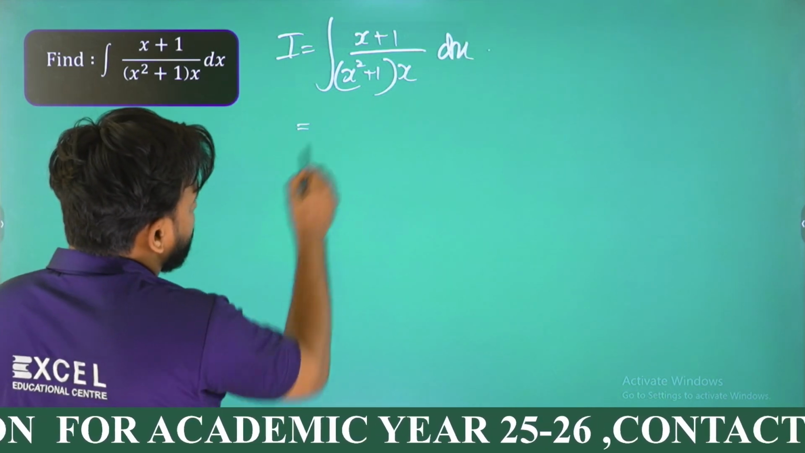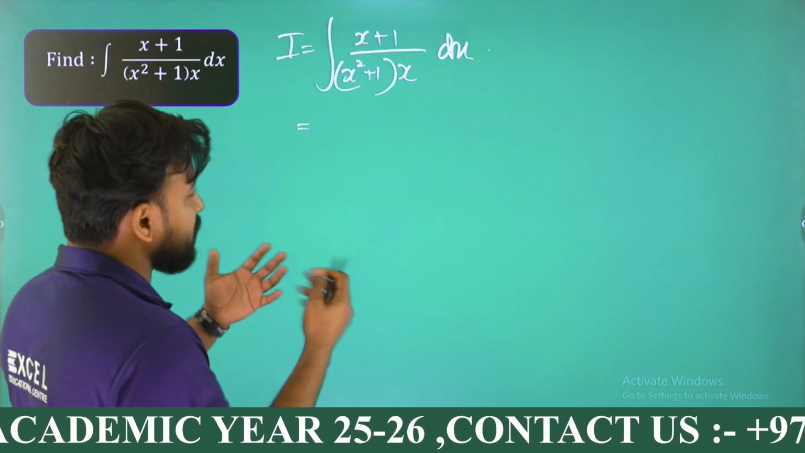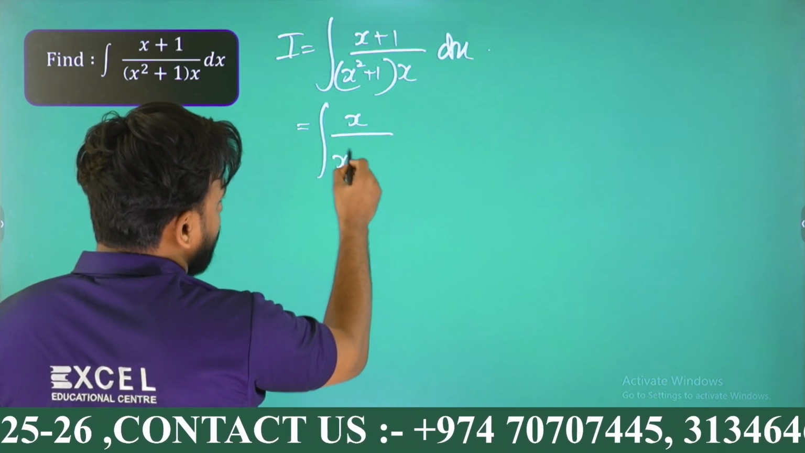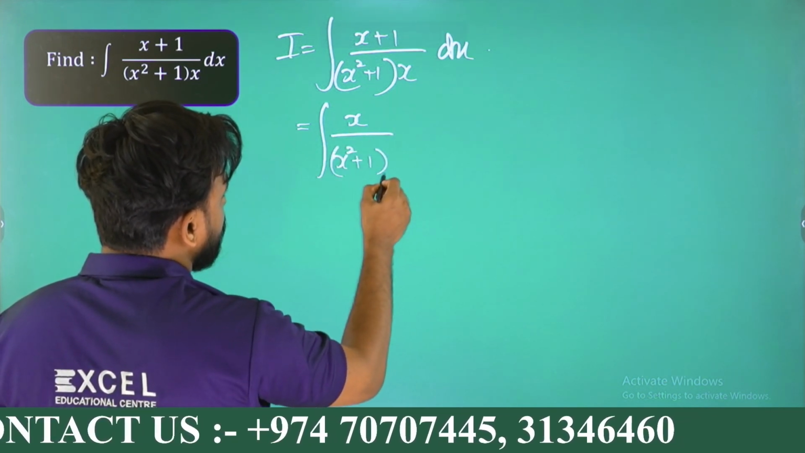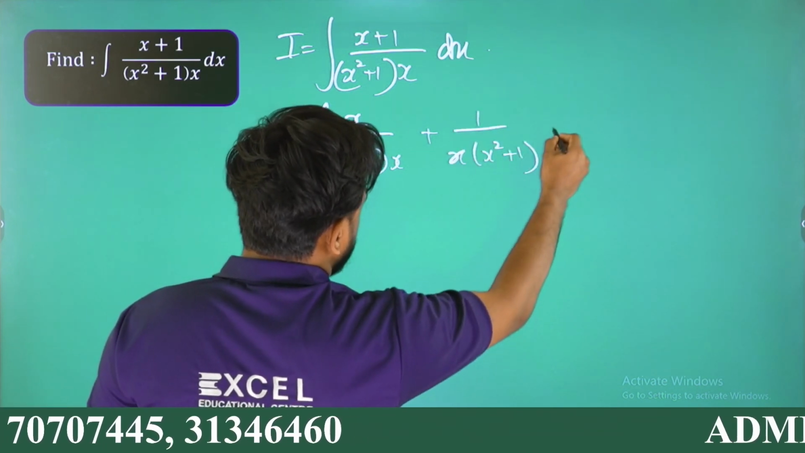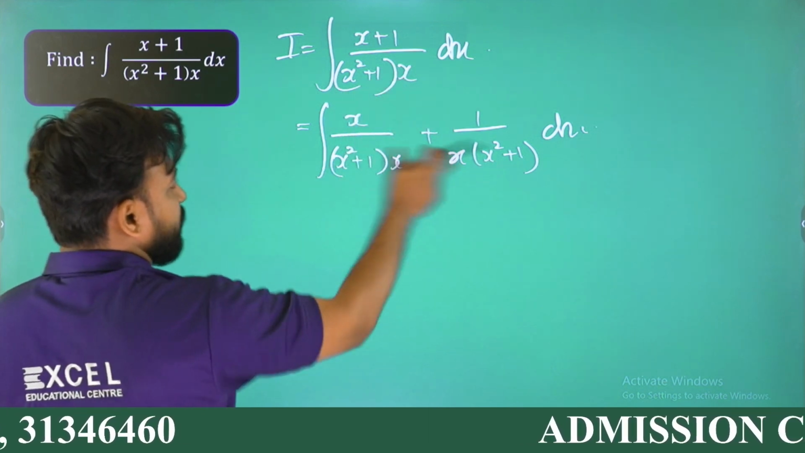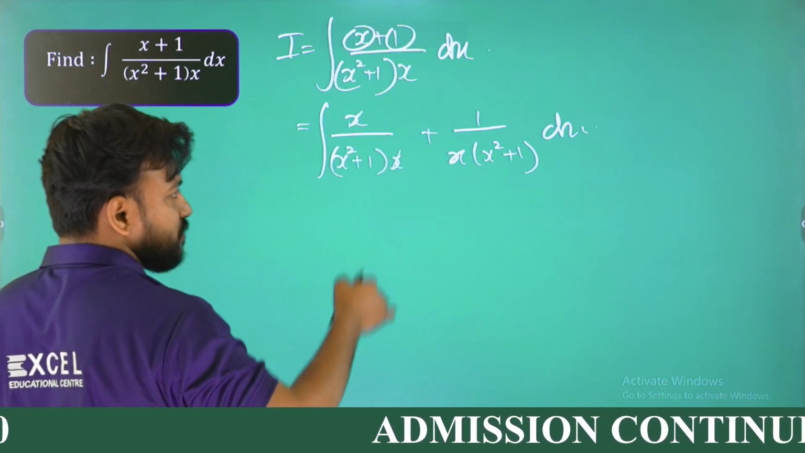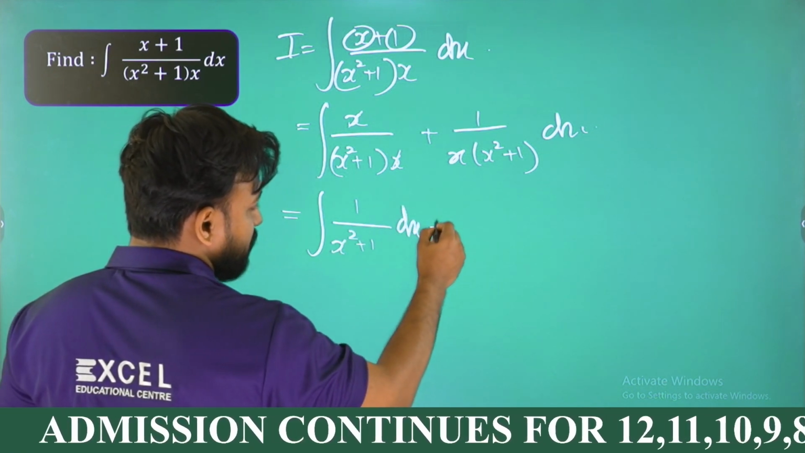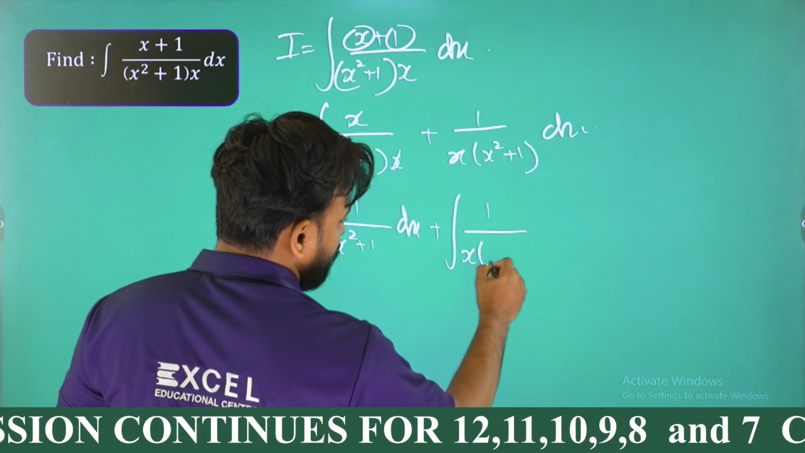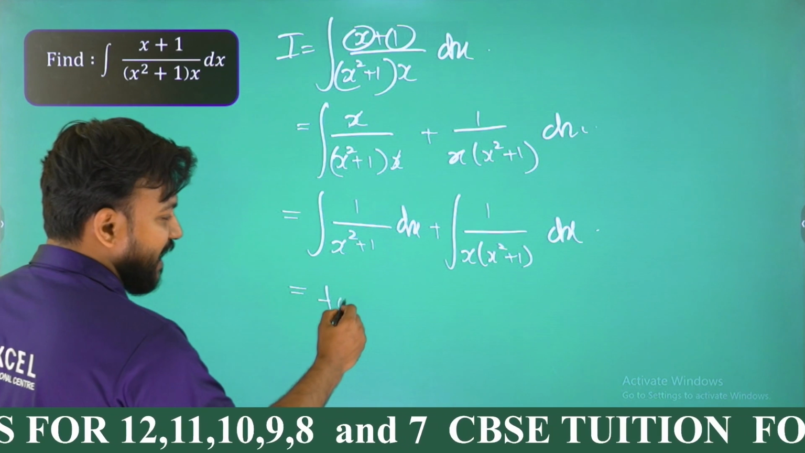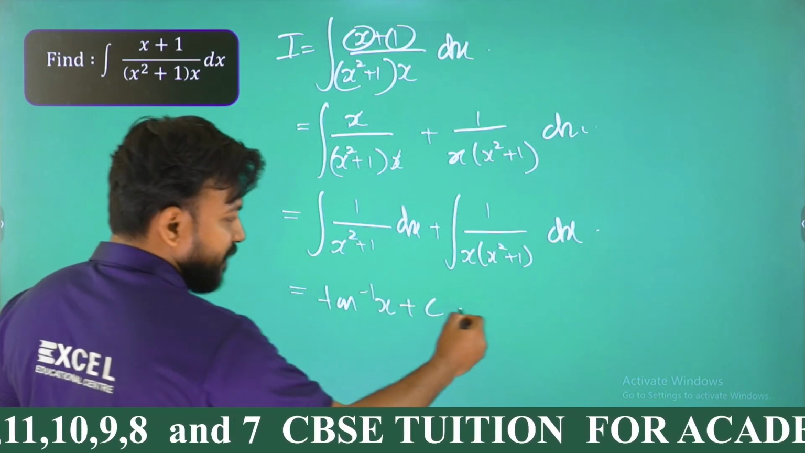Listen, this is also a partial fraction question, but before that we have to do some alterations. I split the denominator for both of them. I'll write x by x square plus 1 into x, plus 1 by x into x square plus 1, dx. I split the denominator for both the x and 1 and I can cancel these two. So what I'll get? Integral of 1 by x square plus 1 dx plus integral 1 by x into x square plus 1 dx. So this one you already know. This is what? Tan inverse x plus c, plus we don't know this one.